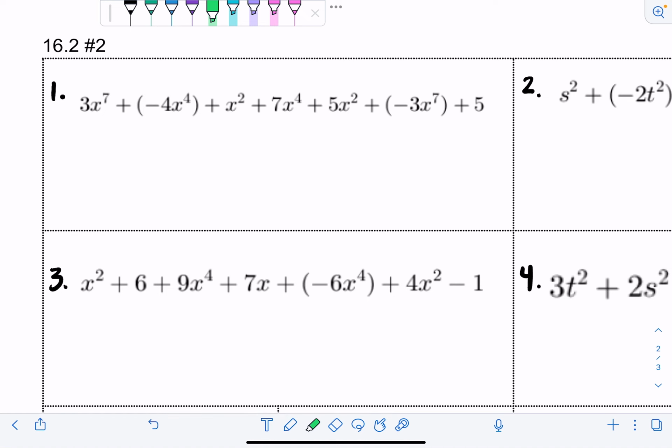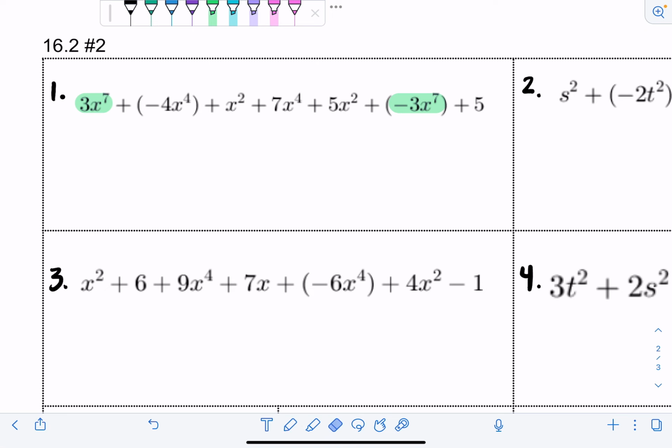So right here, I have a 3x to the 7th. I want to look for another term that has an x to the 7th, which is this one. And then remember, when you're going through and identifying like terms, you can use shapes to group them together. Maybe these are triangles, the next one is circles. You can use underlining, and then the next one would be 2 underlines, just anything that's a helpful visual for you to group them together.